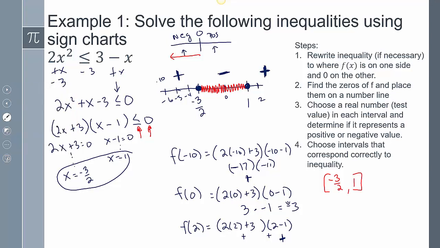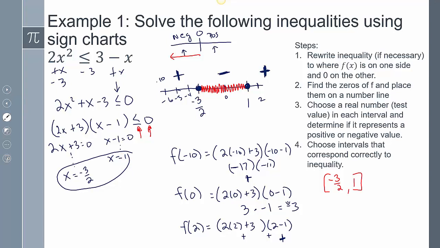So the first thing that I did here is I rewrote the inequality to where f of x is on one side and 0 is on the other. Then step 2 is I found the zeros of f and I placed them on the number line. So here's the zeros, -3/2 and +1, and I placed them on the number line.